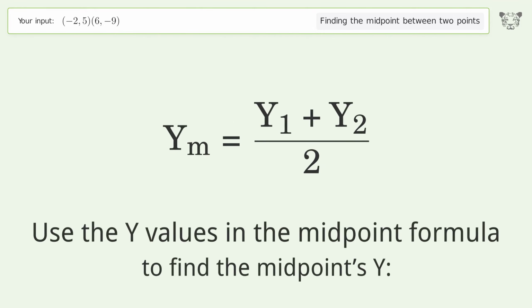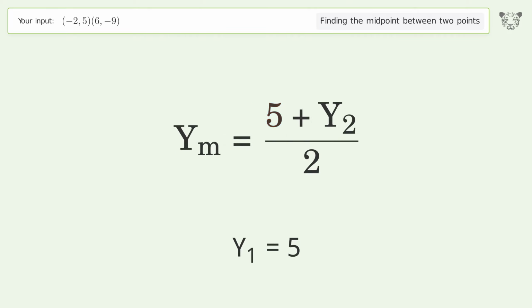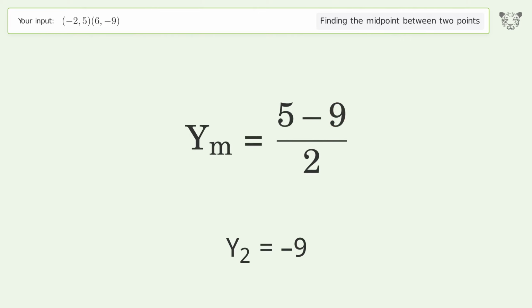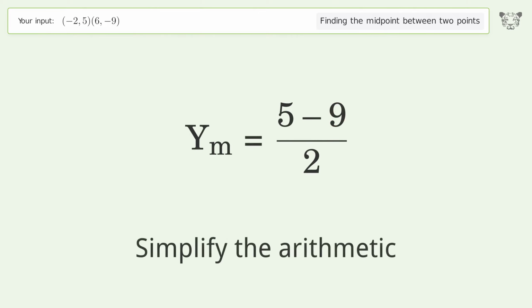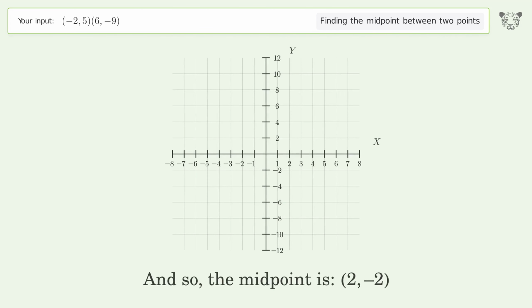Use the y values in the midpoint formula to find the midpoint's y. y1 equals 5. y2 equals -9. Simplify the arithmetic. And so, the midpoint is 2, -2.